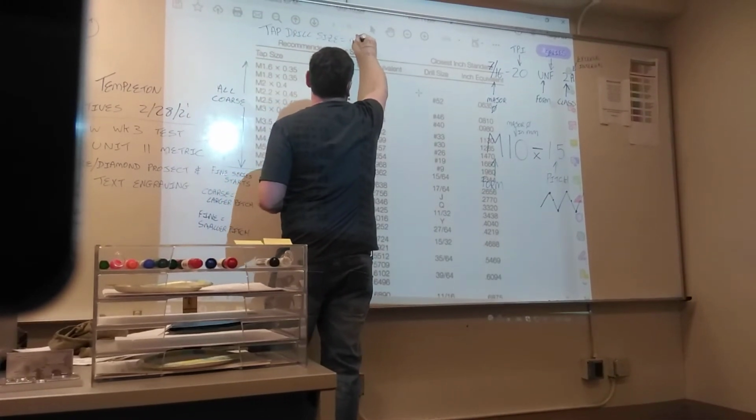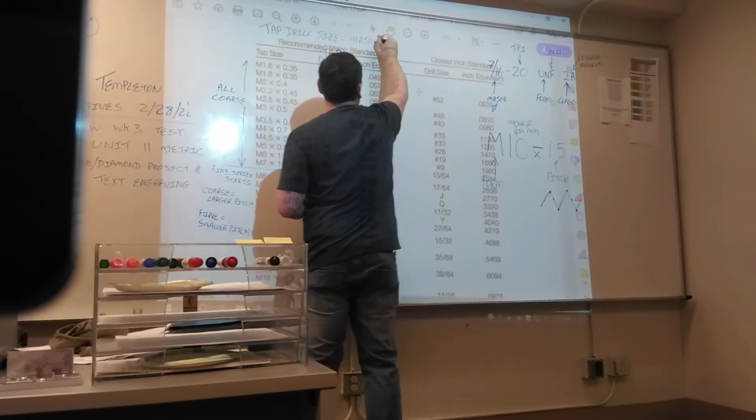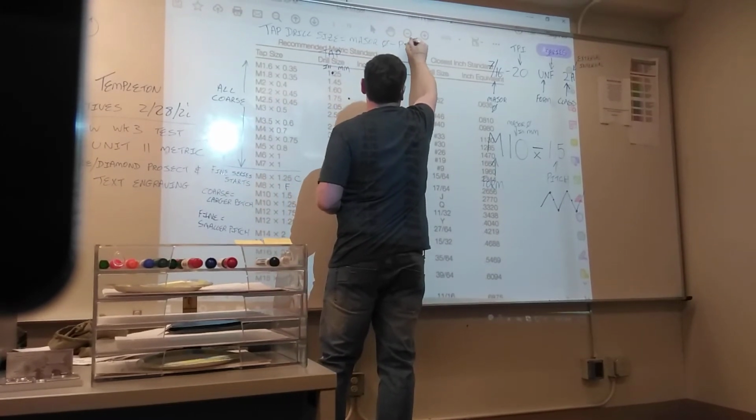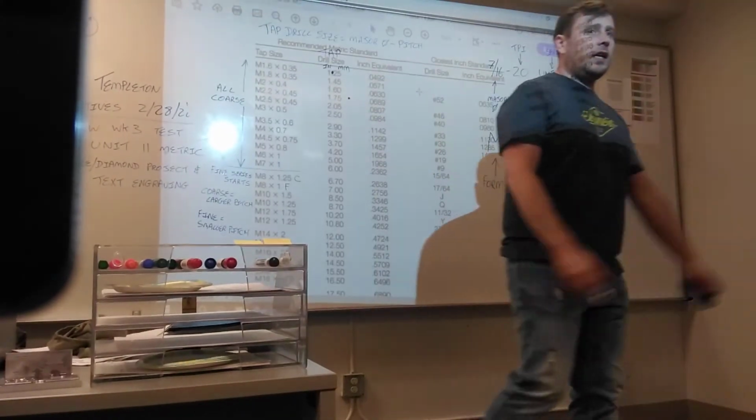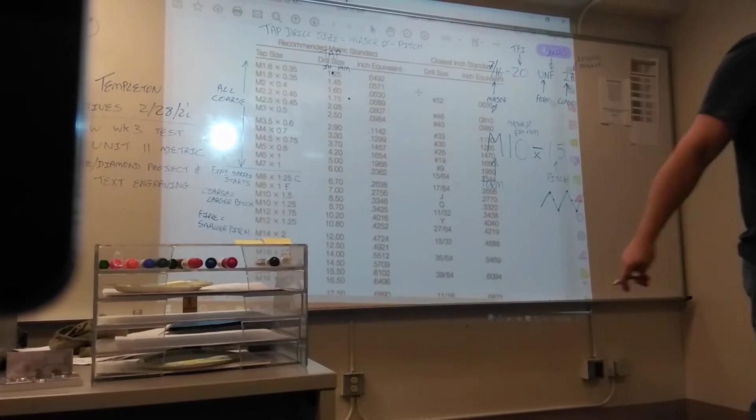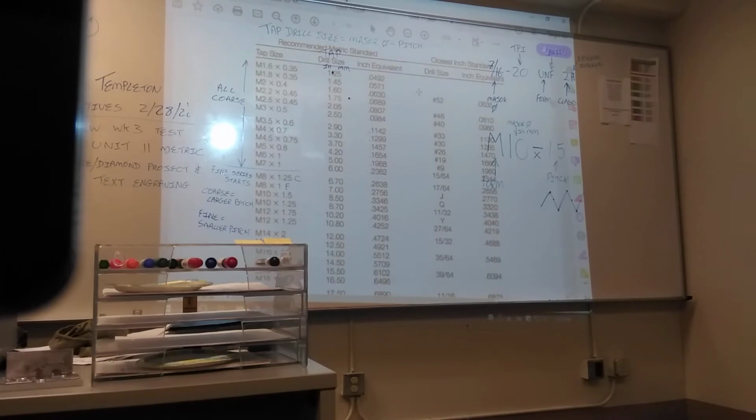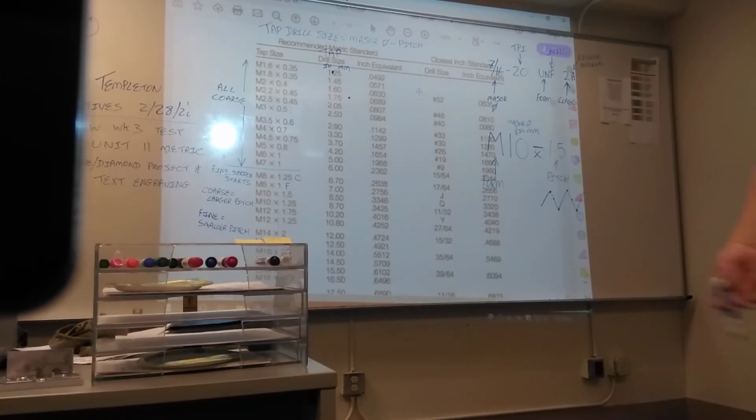You take the major diameter and you minus the pitch. That's it. You don't need the tap drill chart. So M10 by 2: 10 minus 2, 8 millimeters.